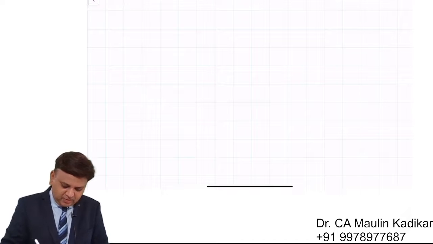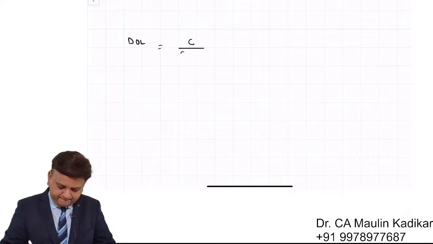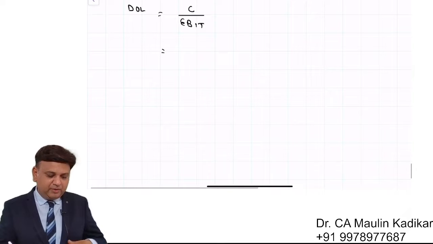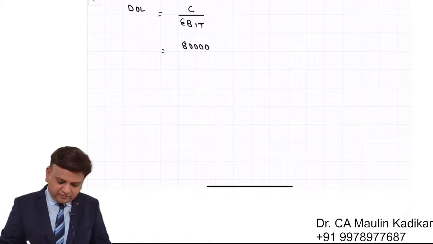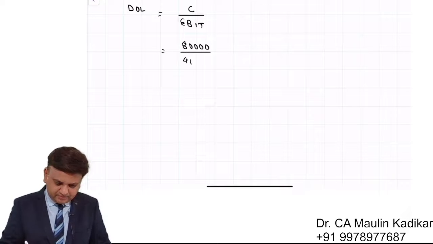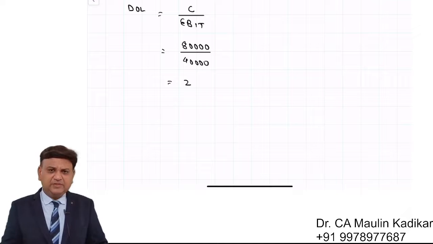So write down the answer. DOL is contribution upon EBIT. Amount of the contribution is 80,000. Amount of the EBIT is 40,000. So the answer is 2. That is the first question answer.